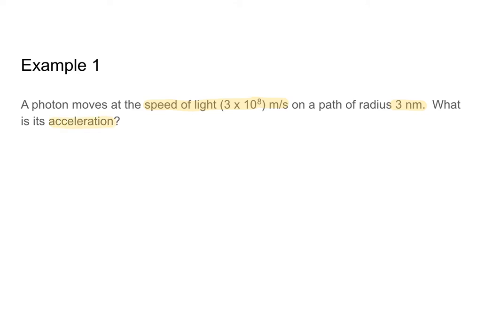So let's go ahead and start by drawing a picture. Here is our circular path and our photon moving around it at a speed of 3 times 10 to the 8th meters per second. And that path has a radius of 3 times 10 to the negative 9th meters, or 3 nanometers. So that means that I'm ready to go through my GUESS method.